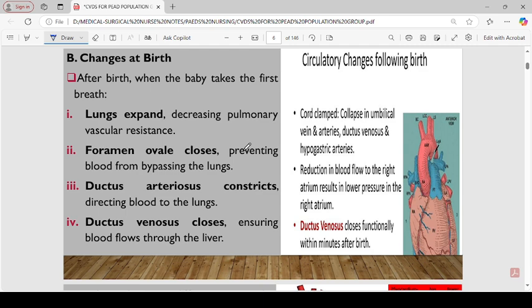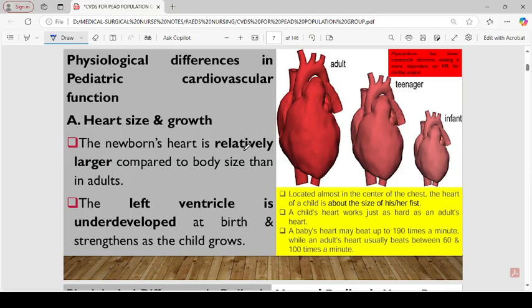We also have ductus arteriosus. Ductus arteriosus is going to constrict, and this is going to help direct blood also to the lungs. And lastly, ductus venosus, which is going to close to ensure that blood now flows through the liver. So physiological differences in pediatric population we can easily summarize as follows.